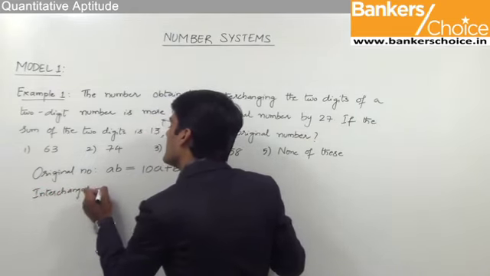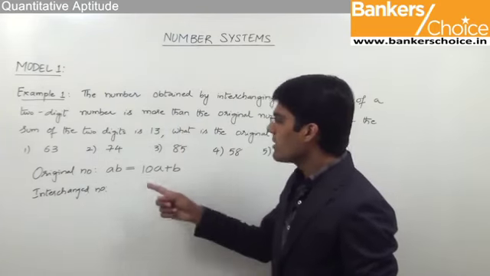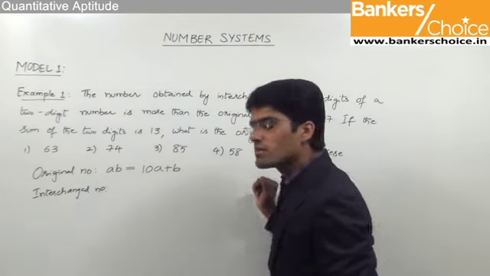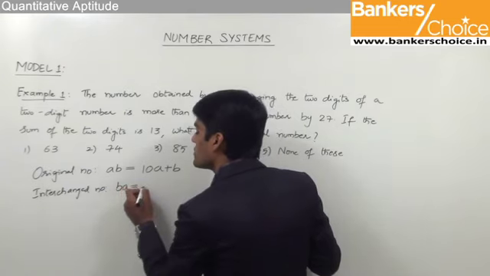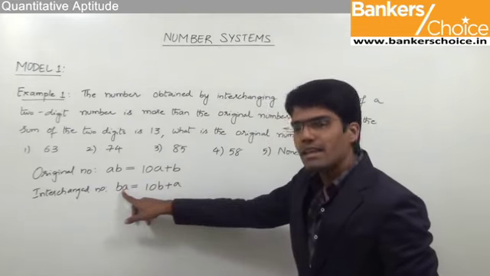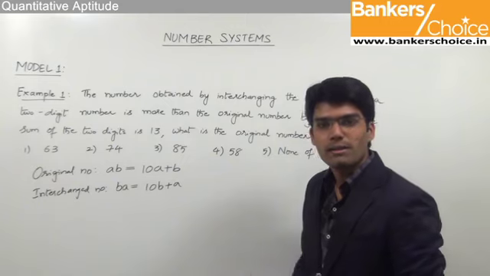Now we know that by interchanging the two digits AB, the number obtained would be BA. Why? Because if we interchange the digits, B goes in tens place and A comes to units place. So the number that we have would be BA. And this 2-digit number BA should be taken as 10B plus A. Why? Because now we have A in units place, so multiplied with 1, and B in tens place, so it is multiplied with 10.